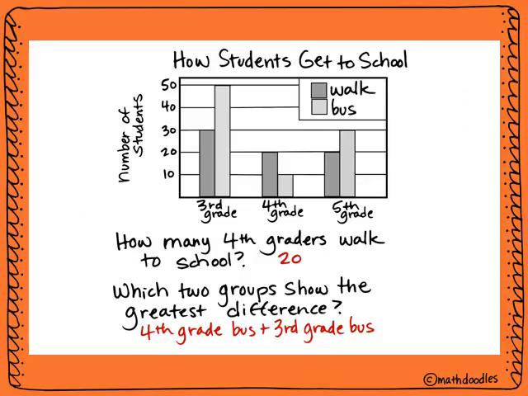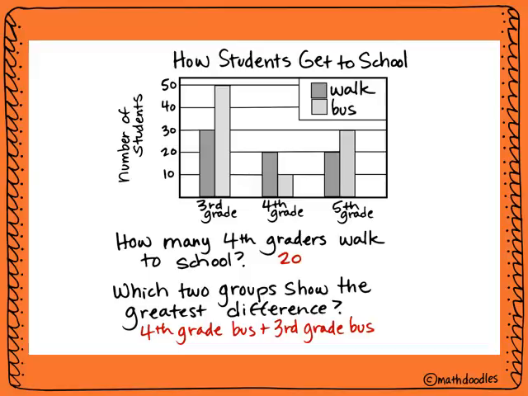So here we have a double bar graph, and it's showing us 2 different categories for each grade. So for 3rd grade, there's a bar for the number of scholars that walk, and there's also a bar for the number of scholars that take the bus. And then for 4th and 5th grade, we're doing the same thing.